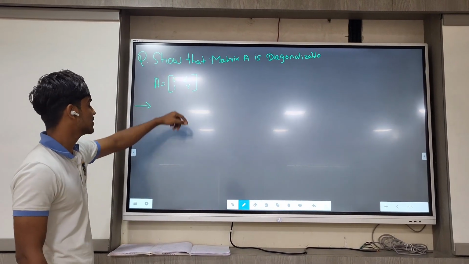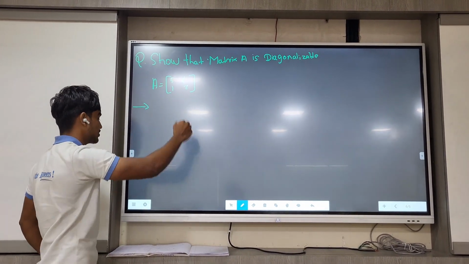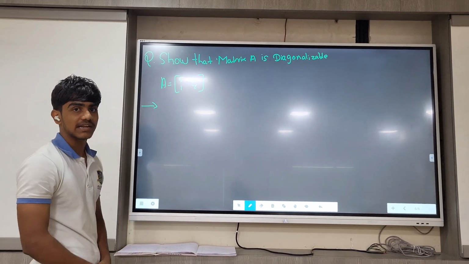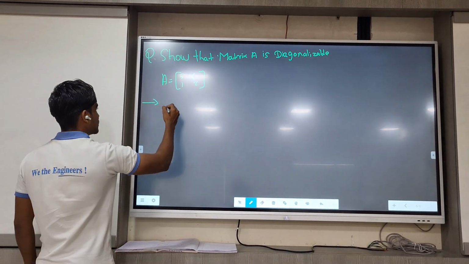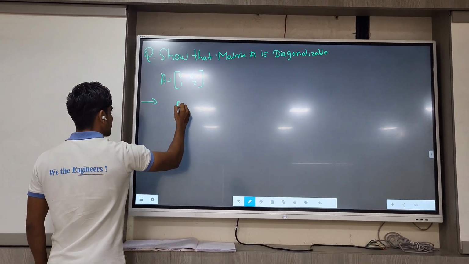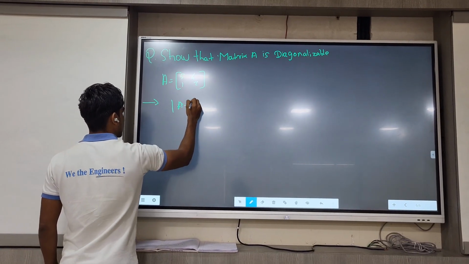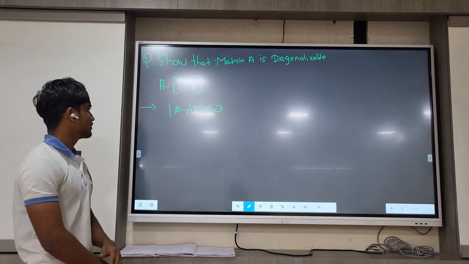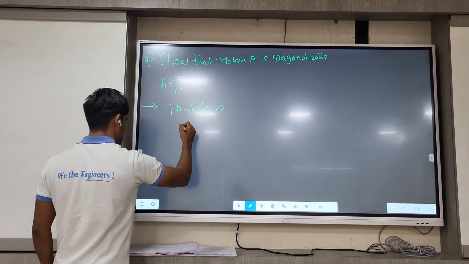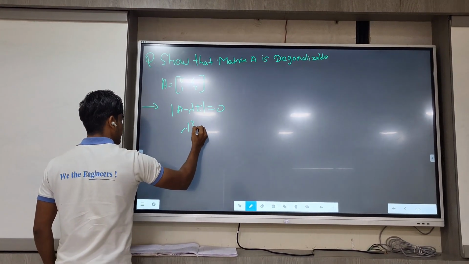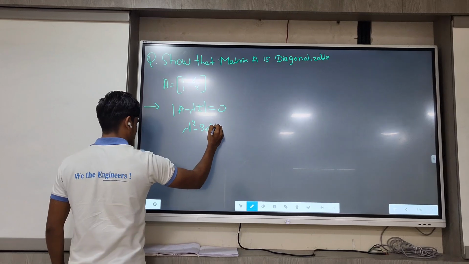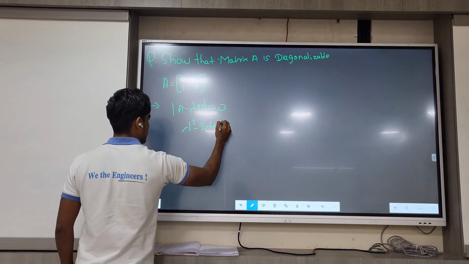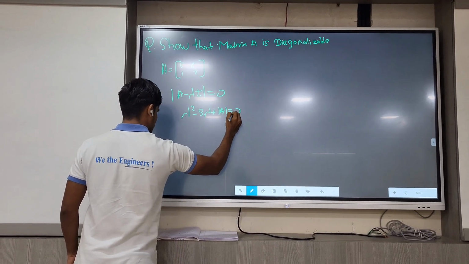So we start with a 2 by 2 matrix, that is 5, 4 and 1, 2. And then first we consider the characteristic equation, that is determinant of A minus lambda I is equal to 0. And then that characteristic equation is lambda squared minus S1 lambda plus determinant of A is equal to 0.